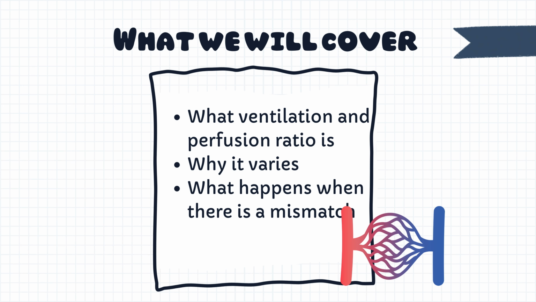Oxygen gets into your lungs. Blood flows through your lungs. But how well they match determines how efficiently you exchange gases. In this episode, you'll learn what ventilation-perfusion ratio means, why it varies from top to bottom in the lungs, what happens when there's a mismatch, and how conditions like pulmonary embolism, COPD, and shunting affect gas exchange.